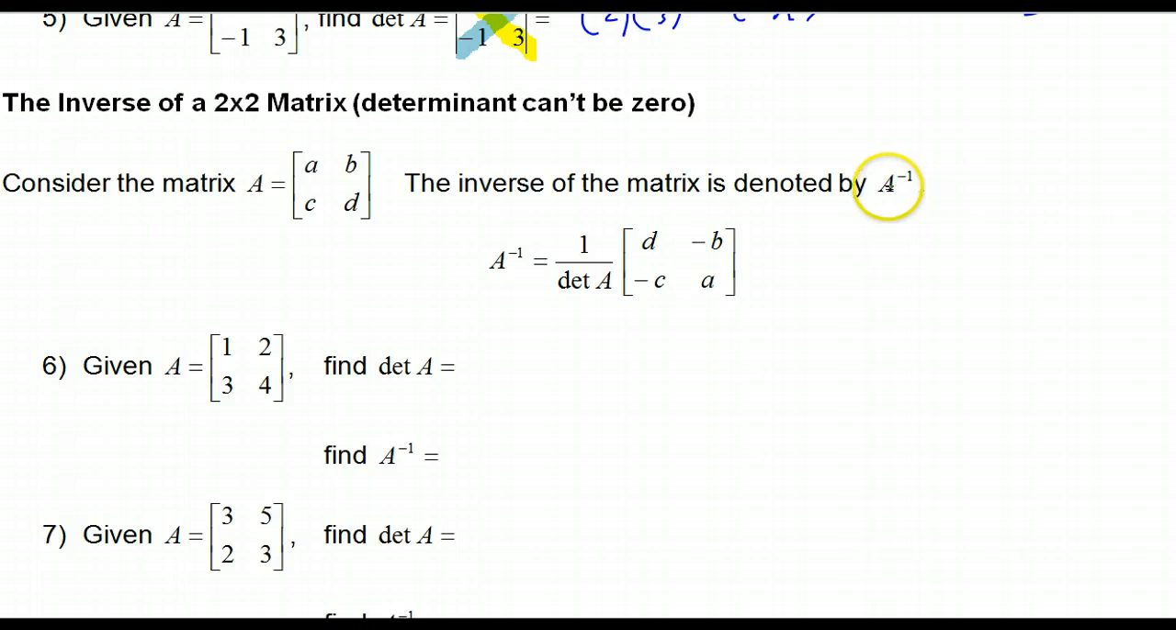It means the inverse. And here's the formula for finding the inverse of a 2x2 matrix. First of all, you're going to need the determinant, because right in the front you put 1 over the determinant. Please understand that putting 1 over something is just a reciprocal. Obviously, if I have a number like 3, putting 1 over it makes it 1/3. Guess what? The reciprocal of 3 is 1/3.